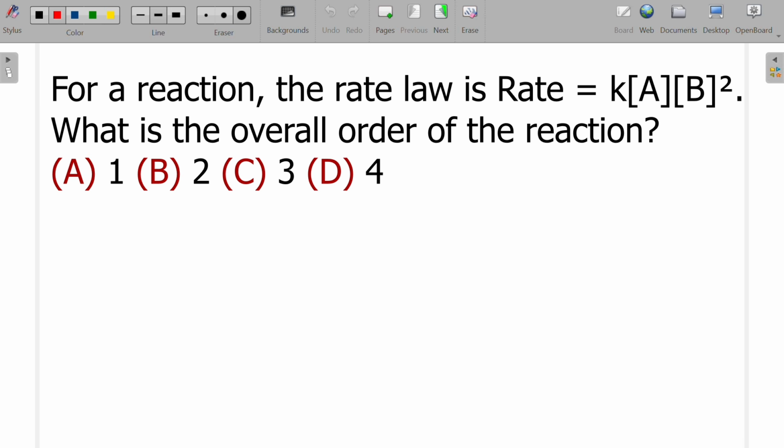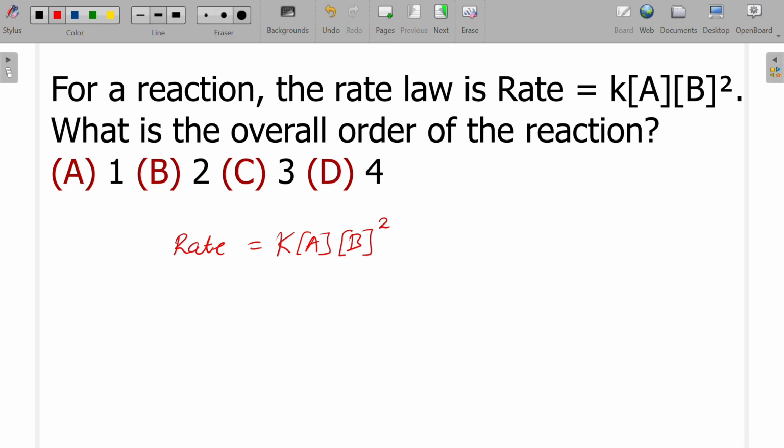The first one is saying for a reaction, the rate law is rate is equal to. So we're given the rate law and they're saying what is the overall order of the reaction. Now, the rate law we're given is rate is equal to K multiplied by the concentration of A, which is multiplied by the concentration of B given to the second power.